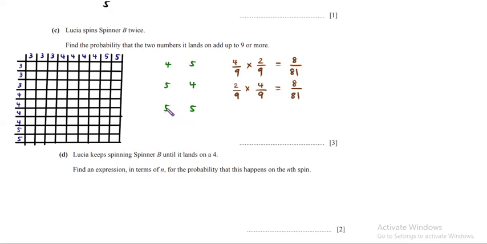Both being a 5 is, getting a 5 is 2 out of 9. I need to times it with, again, getting a 9. That's going to be 2 out of 9. This is the same as 4 out of 81.